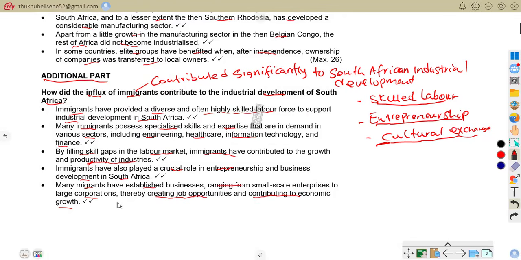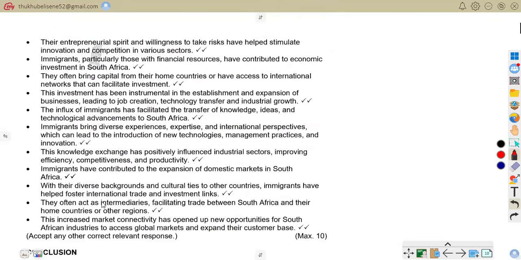So the economy of South Africa was boosted, and people were now able to access opportunities. Hope we are together. Also, the entrepreneurial spirit and willingness to take risks have helped stimulate innovation and competition in various sectors. So people are now not afraid to take the risk of starting their own enterprises and businesses. Immigrants, particularly those with financial resources, have contributed to economic investment in South Africa.